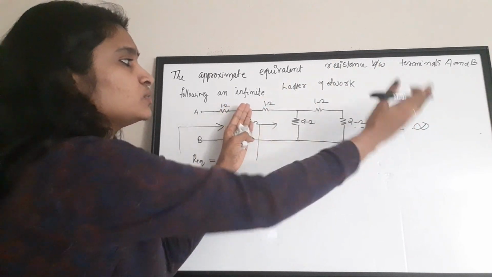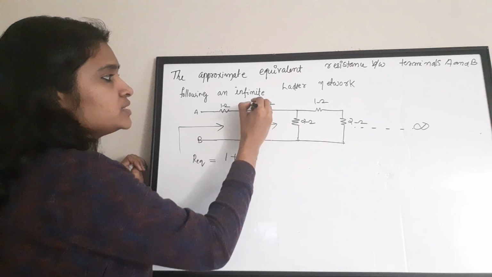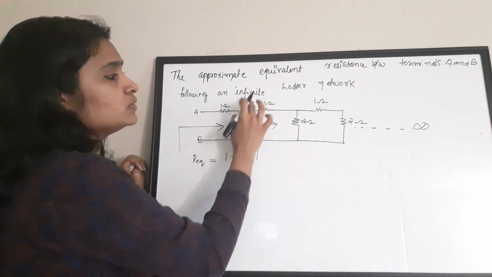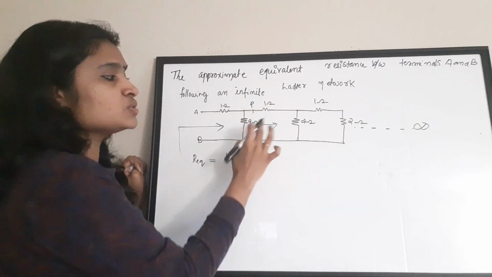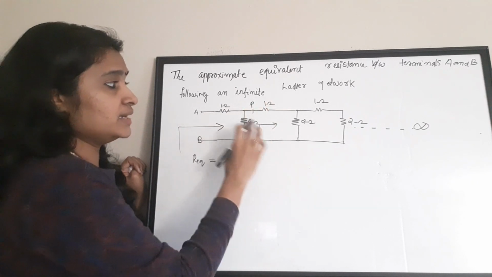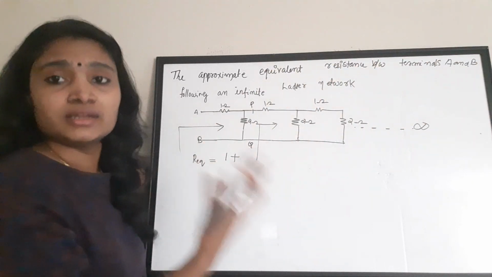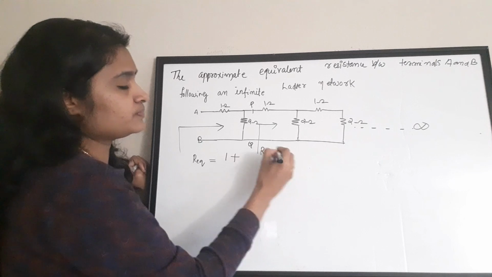If you see from this side also, it is again Req. If you again call these points P and Q, you can call the equivalent between P and Q also Req, because the 1 ohm and 2 ohm are again going in an infinite way. So we can again call this Req itself.